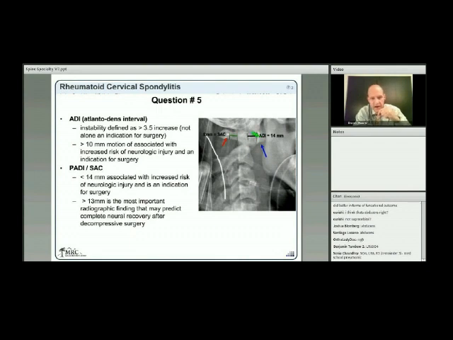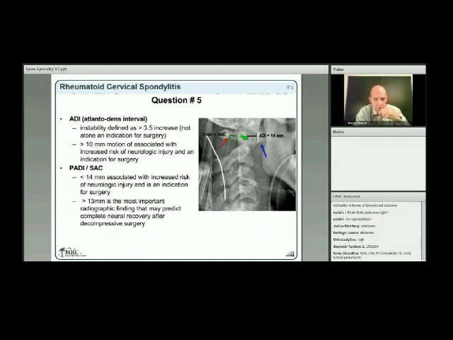This is the ADI. The other radiographic parameter is the distance from the back of the dens to the back of the posterior arch of C1. And this is what they call the PADI, posterior atlantodens interval. This is the same thing as SAC, which is the space available for the cord.